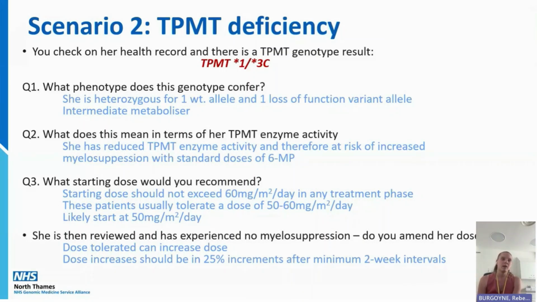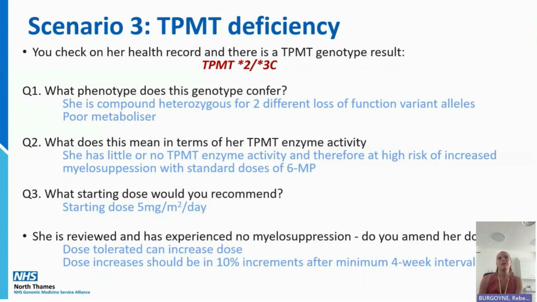So we would probably start her at 50 milligram per meter squared per day and monitor both her response to treatment and her myelosuppression. She's then reviewed by the doctors, and she's experienced no myelosuppression. Do you amend her dose? So essentially, yes, she's tolerated the dose, so we can increase it. So we can increase it in 25% increments after she's had a particular dose for a minimum of 2 weeks.